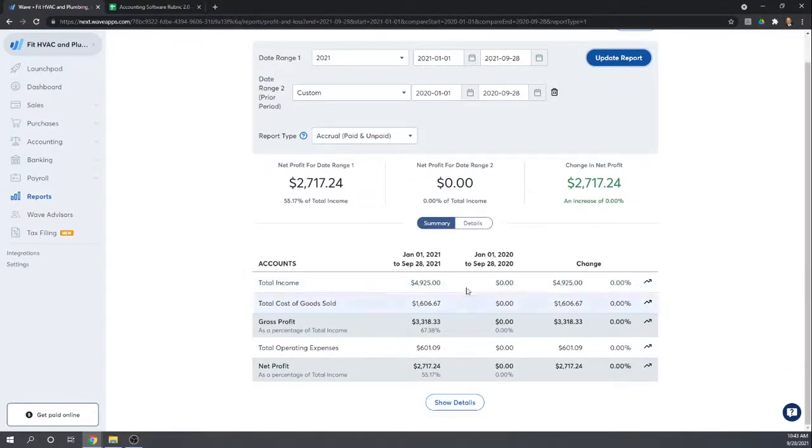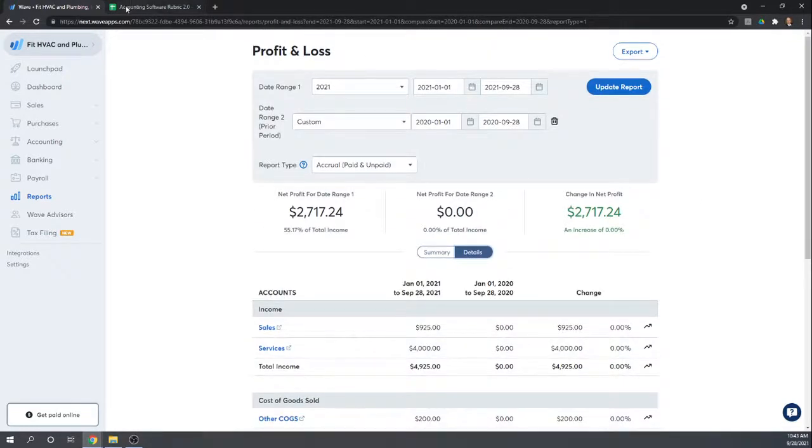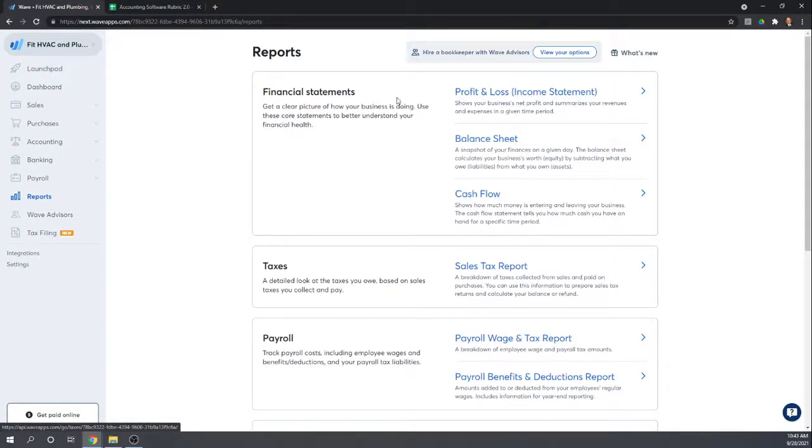So this is a summary. Click details, gives you all the specifics. Excellent. Okay, that looks good. Back to reports, balance sheet.